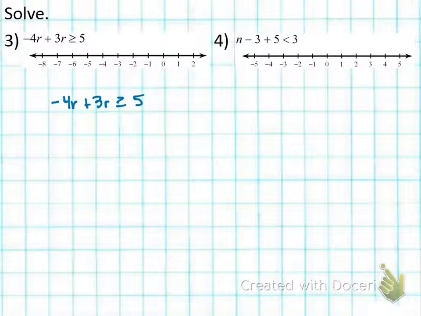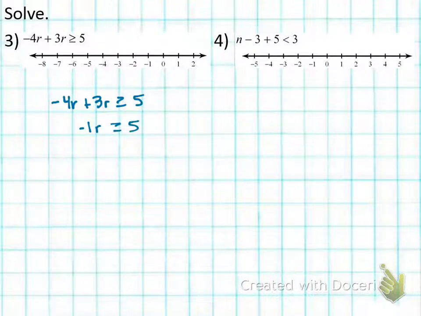Okay. What's the name of our variable here? R. Are all of the R's together? No, good. So they're on the same side, which is nice. So what's negative 4R plus 3R? Negative 1R, right? Which is greater than or equal to 5.